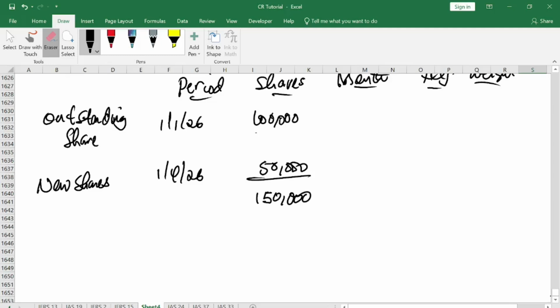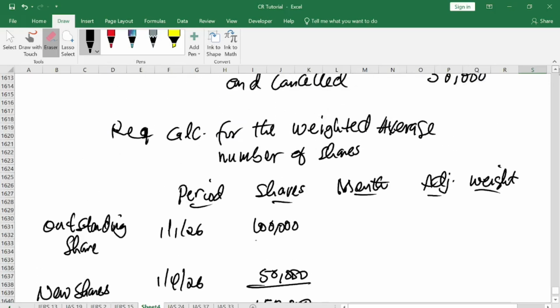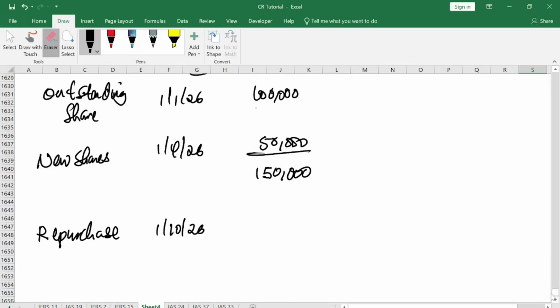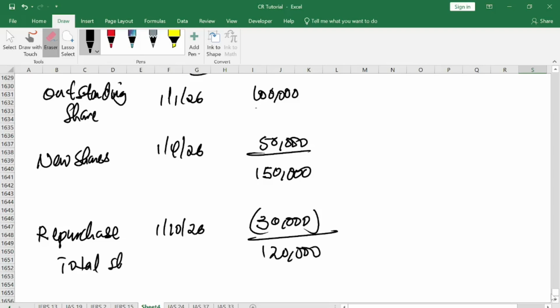And they said that in October there was a repurchase of these shares and they were cancelled. It was made on 1 October 2026. That is what I did up there. You can see it yourself. So how much was repurchased? 30,000 and cancelled. Then you less it. So when you less, what do you have? You have 120,000 shares. So this is the total shares at the end of the accounting year 2026.